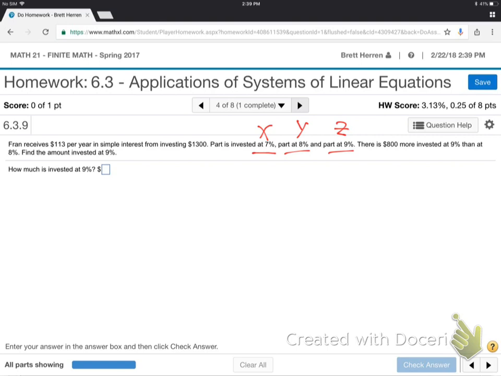How do you know what you're trying to figure out? Well, look what they're asking me for. How much at 9%? They're going to ask you for the kind of thing that you're looking for. We're looking for how much invested at each of the rates, right? So I do that first. Okay, 3 letters, 3 equations. It's going to be the same kind of thing. She receives, yeah, it's a little more tricky than normal.